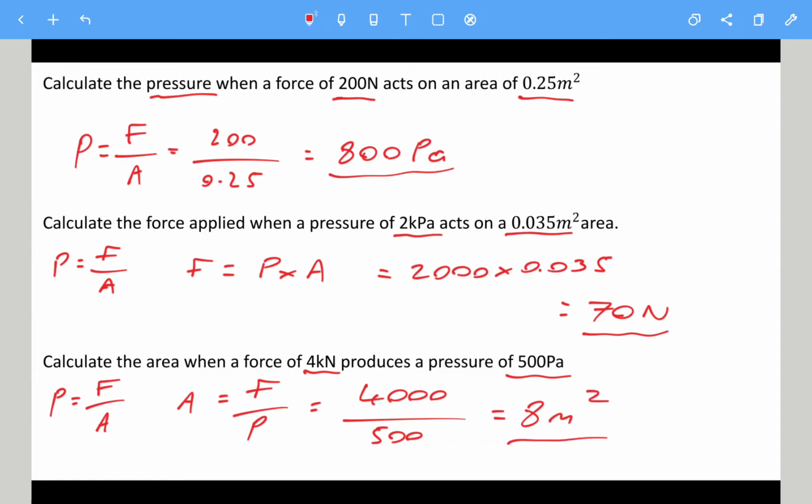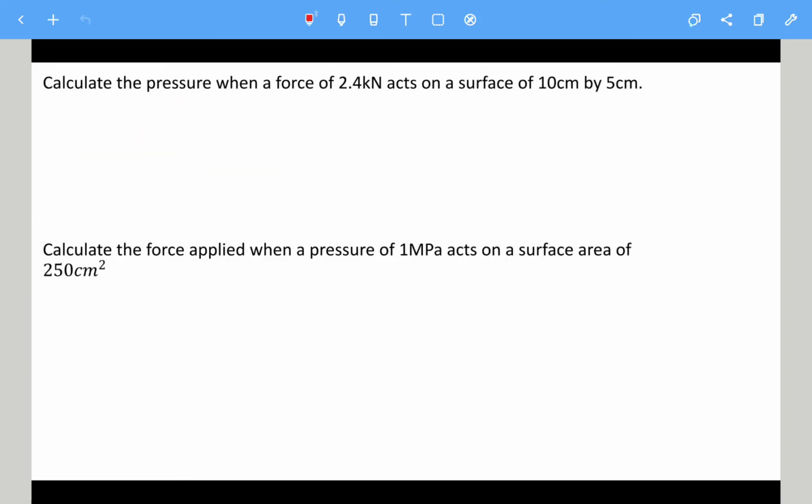Okay, let's try two more, a little bit more difficult. So on this first one, we've got a calculated pressure, force of 2.4 kilonewtons, which is just times by 1,000. But then we've got a surface of 10 centimeters by 5 centimeters. So that's indicating that we're dealing with an area. So if we've got an area that's 10 centimeters by 5 centimeters, we need to convert them into meters.